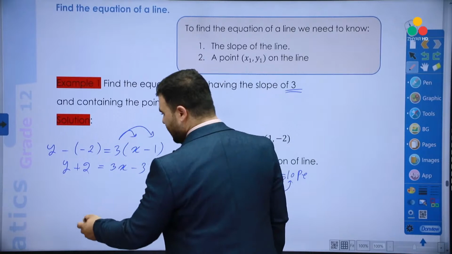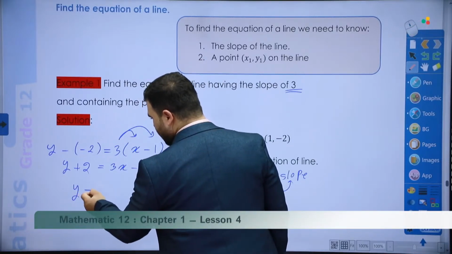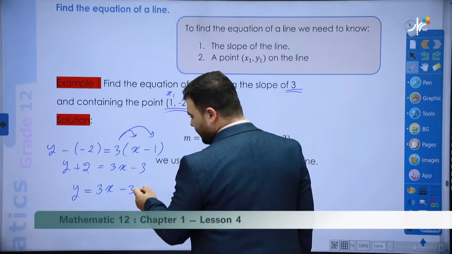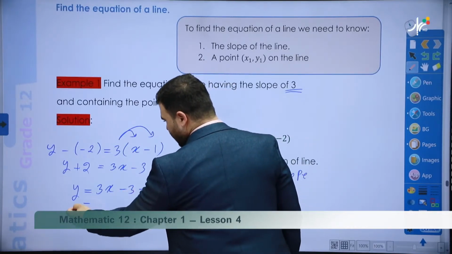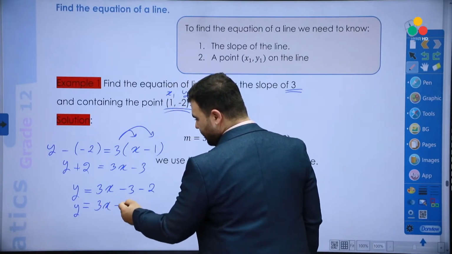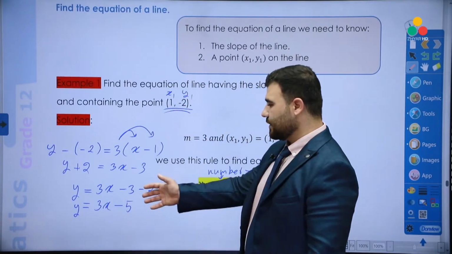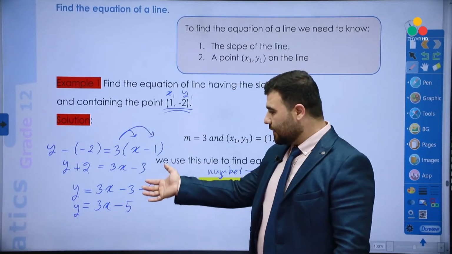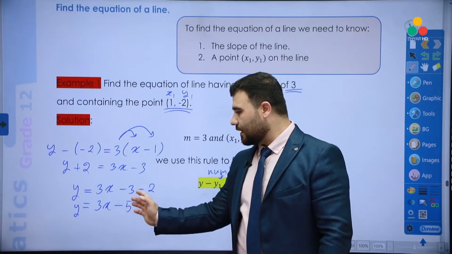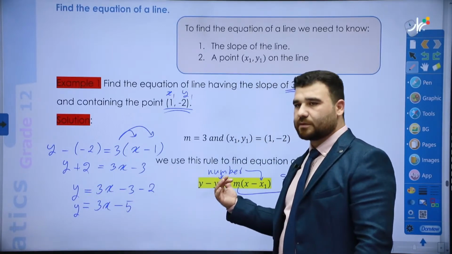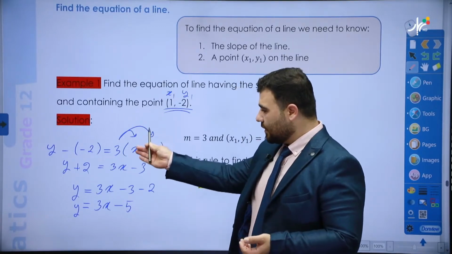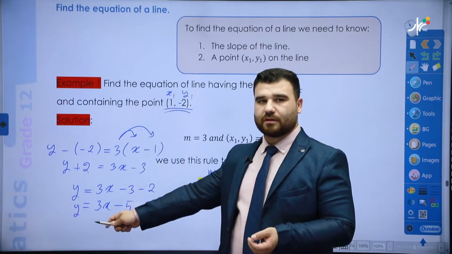Or we can write it in the standard form. That's y equal to 3x minus 3 minus 2. Then y equal to 3x minus 5, which means f(x) equals 3x minus 5. This is the equation of the line. If we send 3x minus 5 to the other side and make the equation equal to 0, this is called the general form. There is no difference between them. They are all the equation of the same line.